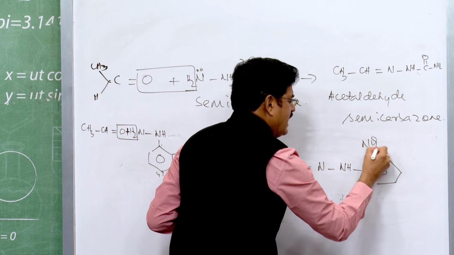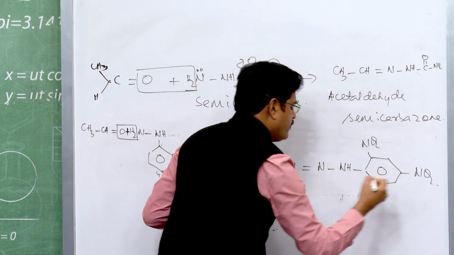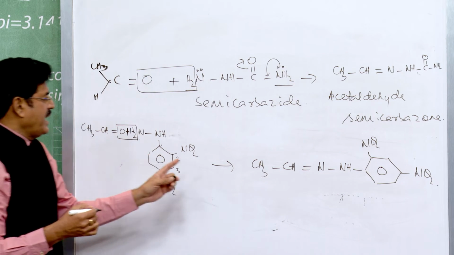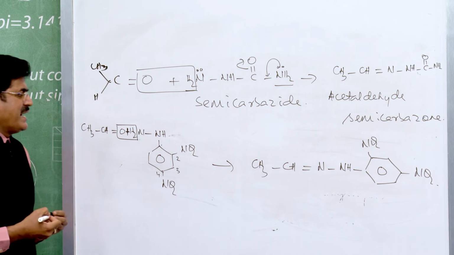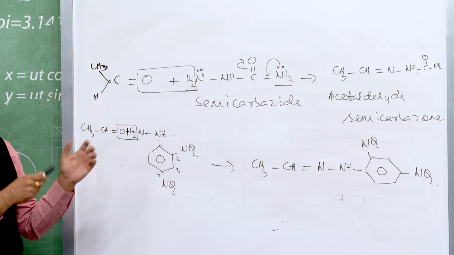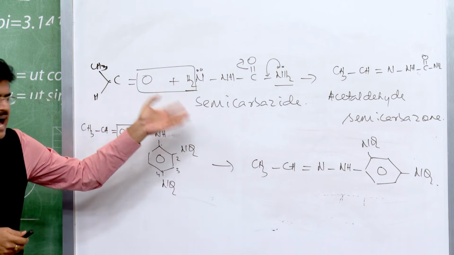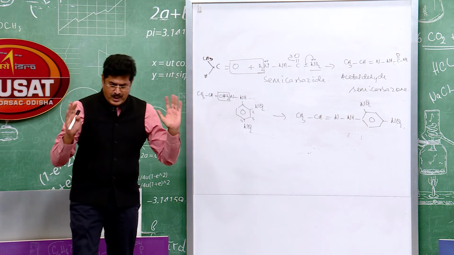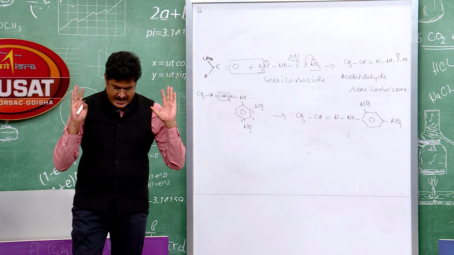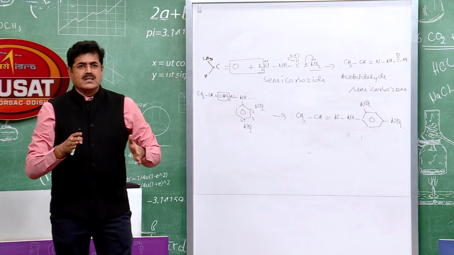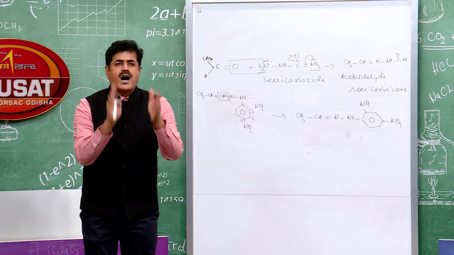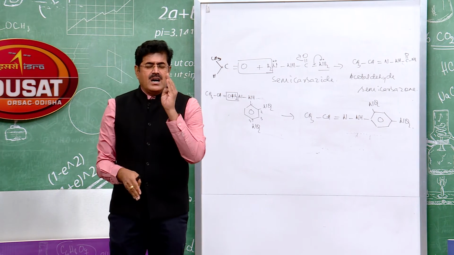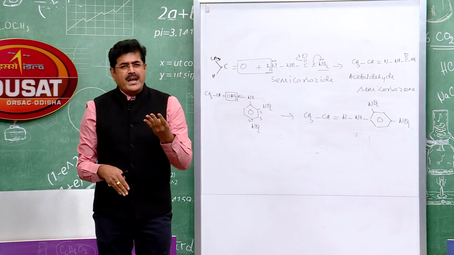This is acetaldehyde phenylhydrazone. Acetaldehyde 2,4-dinitrophenylhydrazone. And the 2,4-dinitrophenylhydrazones are usually colored solids. Usually the colors are yellow, orange or red.